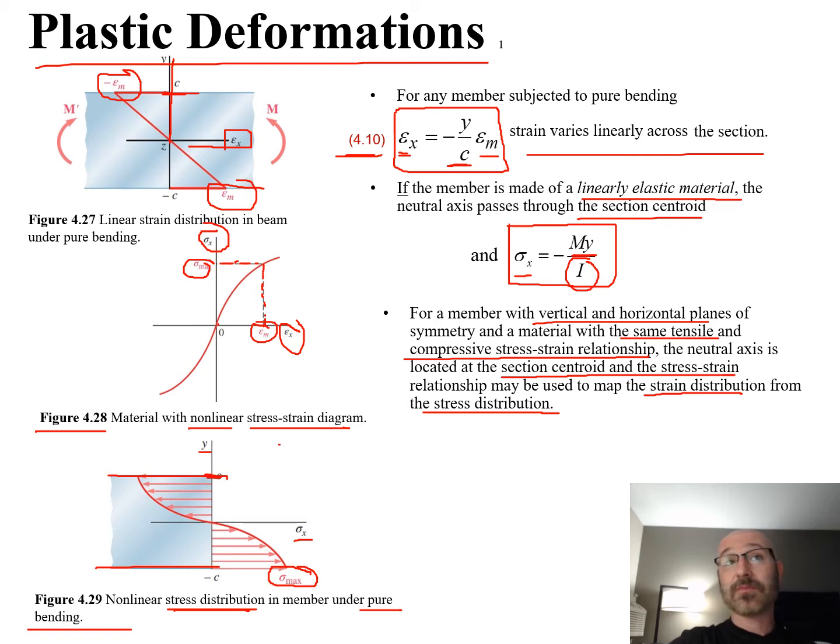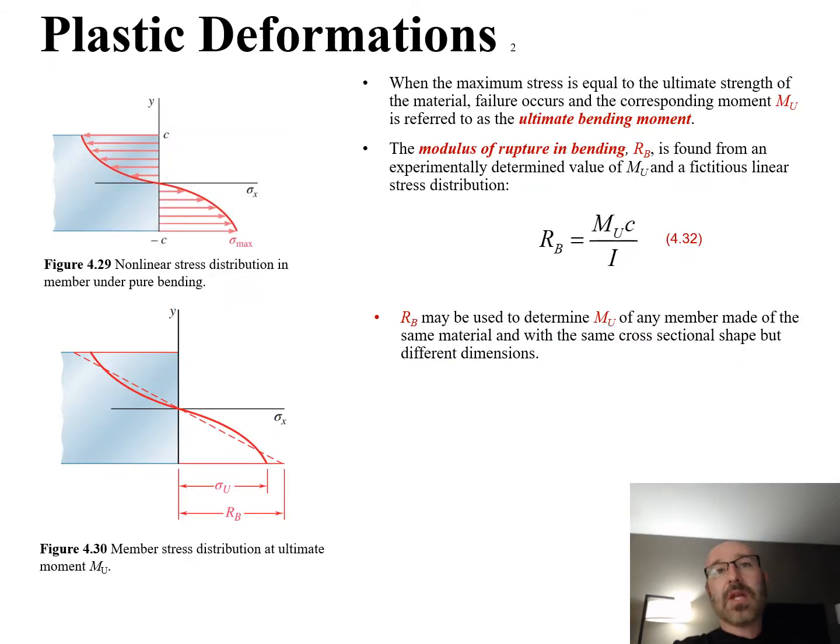So now the next topic I want to discuss is plastic deformations. As we're discussing plastic deformations, one of the things we want to think about is that when the maximum stress is equal to the ultimate strength of the material, failure occurs, and the corresponding moment, M sub U, is referred to as our ultimate bending moment. So there's a new variable right there.